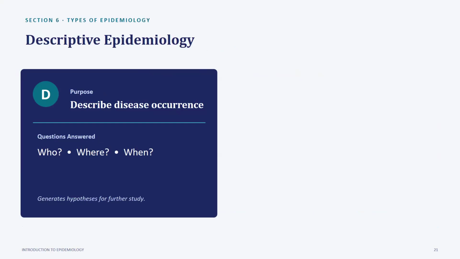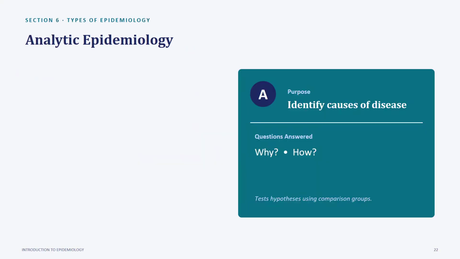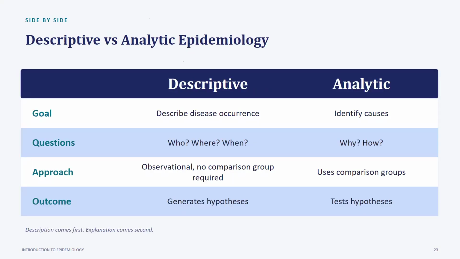And then we divide epidemiology into the descriptive and analytical epidemiology. Descriptive epidemiology has the main purpose of simply describing the disease occurrence. And the questions which are answered in this portion of epidemiology are who is affected, where does the disease occur, and when the disease has occurred. So, this portion of epidemiology generates hypotheses for further study. While analytical epidemiology has the purpose of identifying the causes of disease. So the questions are why the disease has occurred and how it can be prevented. So this type of epidemiology, which is analytic, tests the hypothesis using comparison groups.